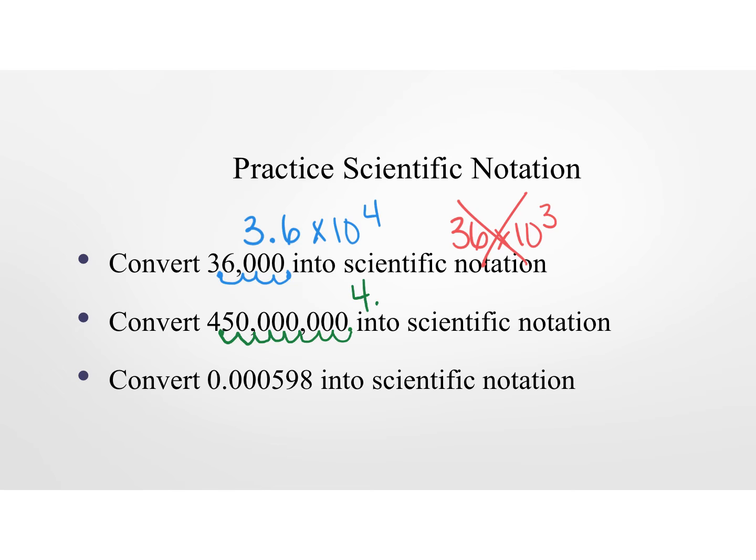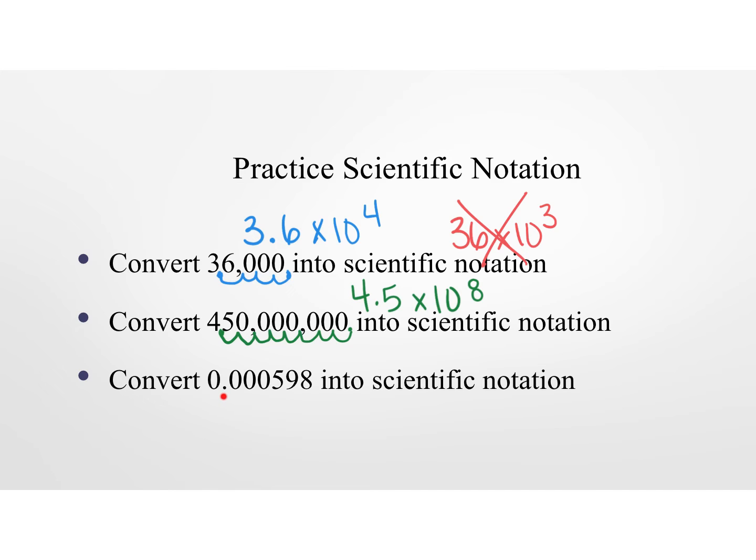4.5 times 10 to the 8th. Good. So 4.5 times 10 to the 8th. Do you all agree? Okay, good. No 45 times 10 to the 7th, yes? Okay, those are technically incorrect. It's 4.5 times 10 to the 8th.